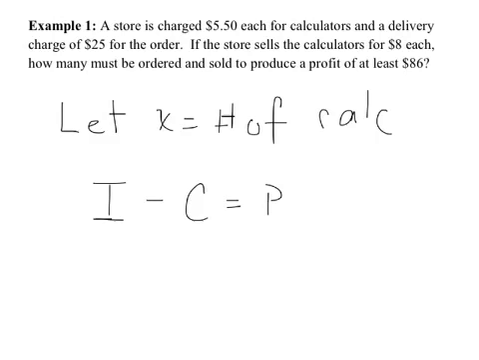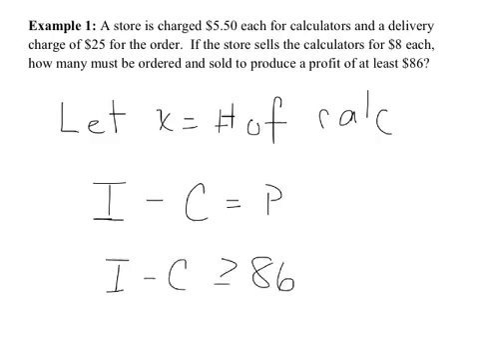Now, we want our profit to be what? At least 86. So it could be 86 or it could be 87 or anything greater than 86. So we could say that this must be greater than or equal to 86.